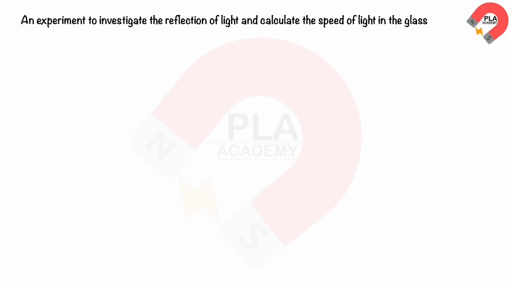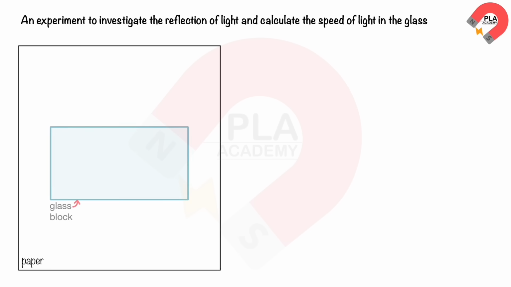An experiment to investigate the refraction of light and calculate the speed of light in the glass. Place a glass block on a piece of paper and trace around the block with a pencil. Shine a ray of light in air on the glass block.